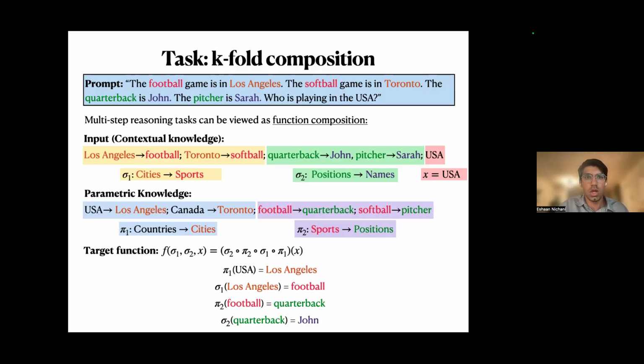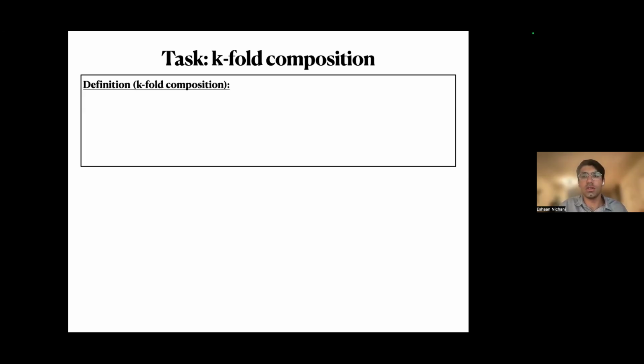Okay. So in light of this example, let me formally define the k-fold composition task. We're going to make the simplifying assumption that all of the functions we consider are permutations, i.e. bijections, on the set of n elements. The parametric knowledge is going to be a tuple of k hidden permutations, pi 1 through pi k. So each of these are a permutation on the set of n elements. The target function, f sub pi, will be parametrized by this hidden pi.